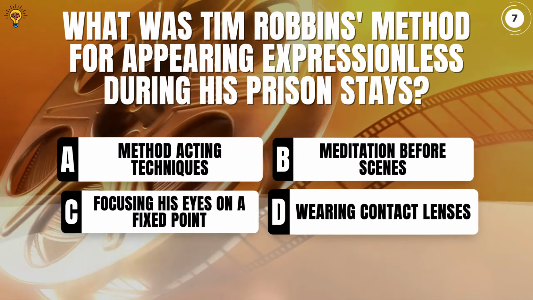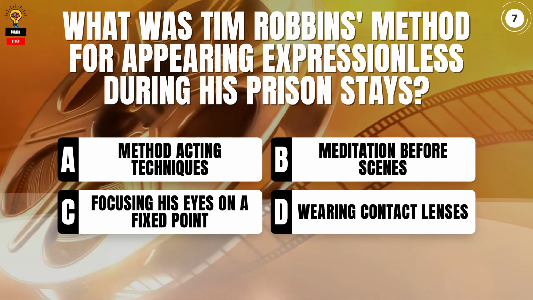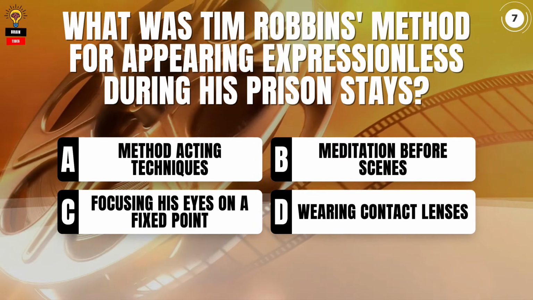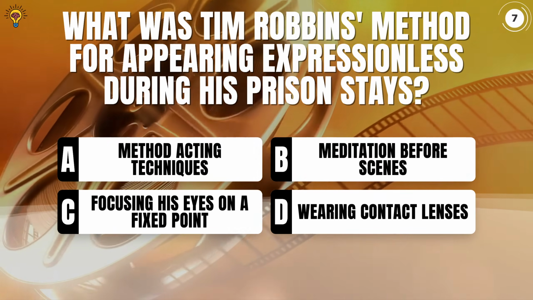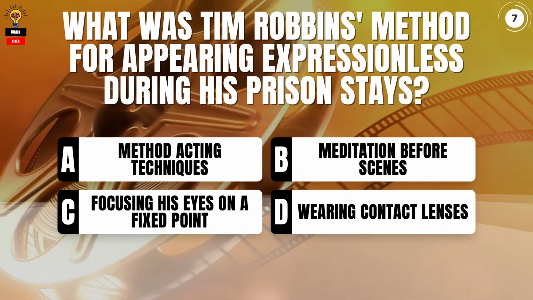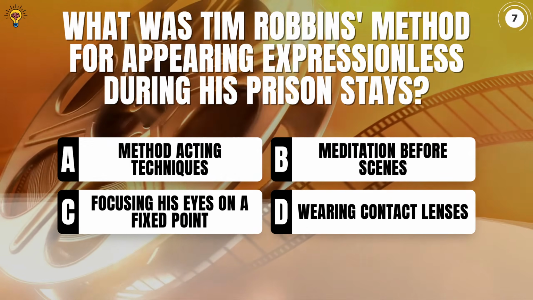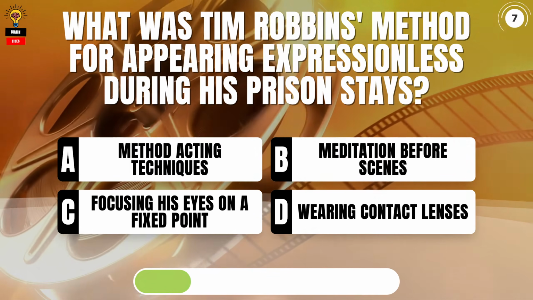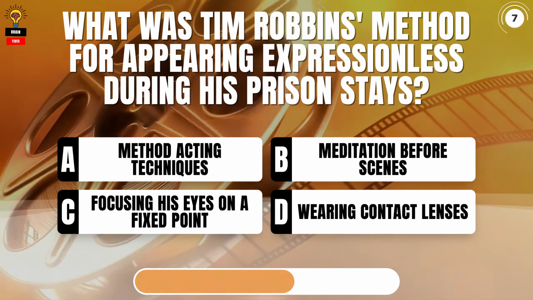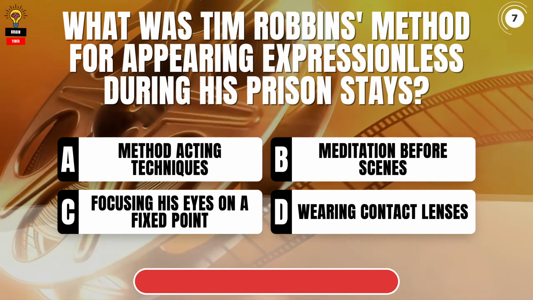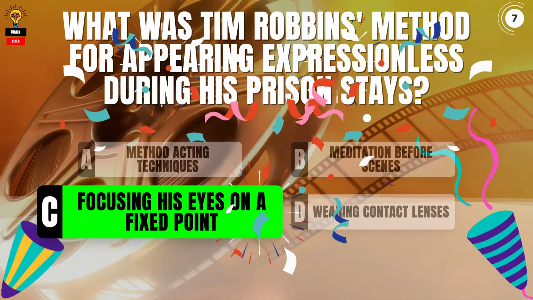What was Tim Robbins' method for appearing expressionless during his prison stays? Method acting techniques, meditation before scenes, focusing his eyes on a fixed point, or wearing contact lenses? Focusing his eyes on a fixed point.